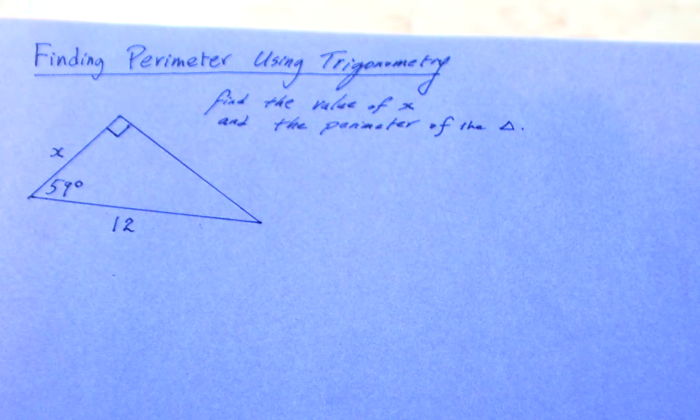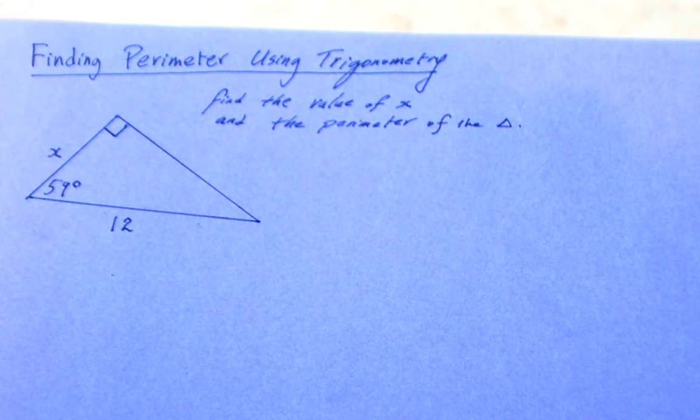Hey class, Mr. Moyden here with a video example of a kind of problem you are having to do for one of your homework assignments and eventually on assessments. The question is, find the value of x in this right triangle and then calculate the perimeter of the triangle. So let's go ahead and see what we have here.